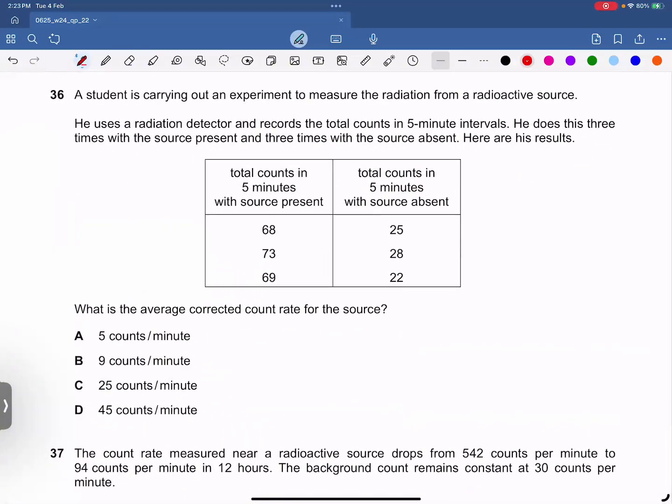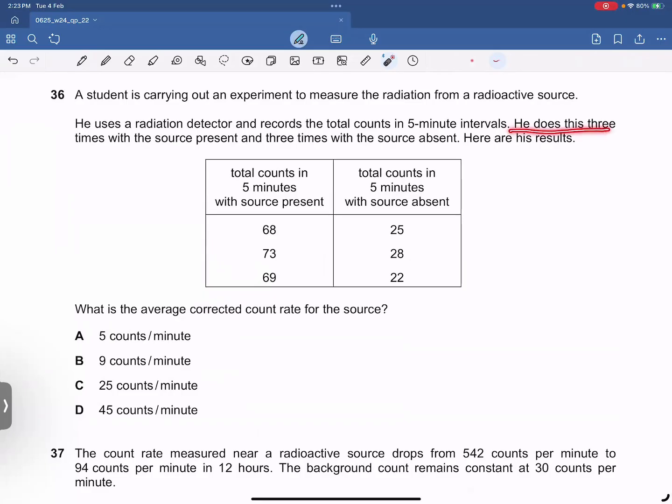A student is carrying out an experiment to measure the radiation from a radioactive source. He uses a radiation detector and records the total count in 5 minutes. He does this 3 times with the source present and 3 times with the source absent. Source absent means just background radiation. Source present means background plus the actual radiation. Here are the results. When the source is absent, these are actually background radiation.